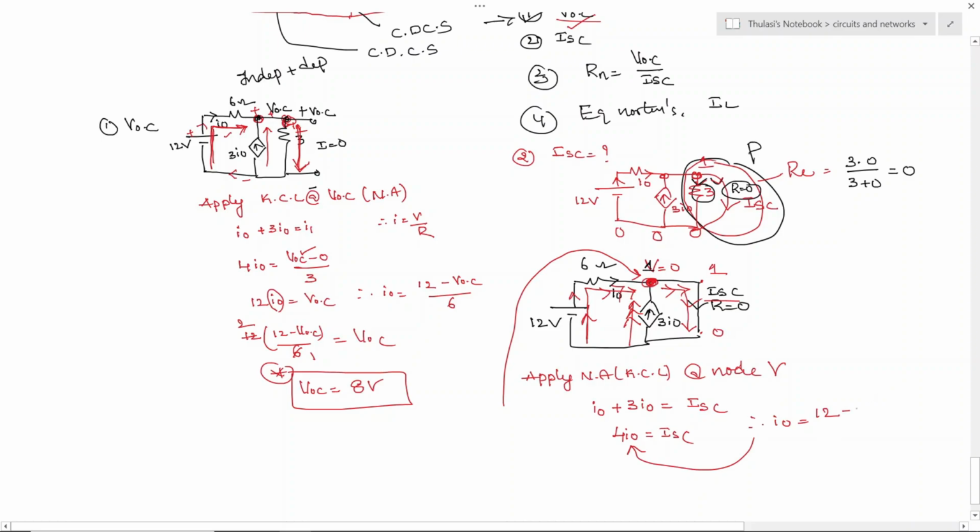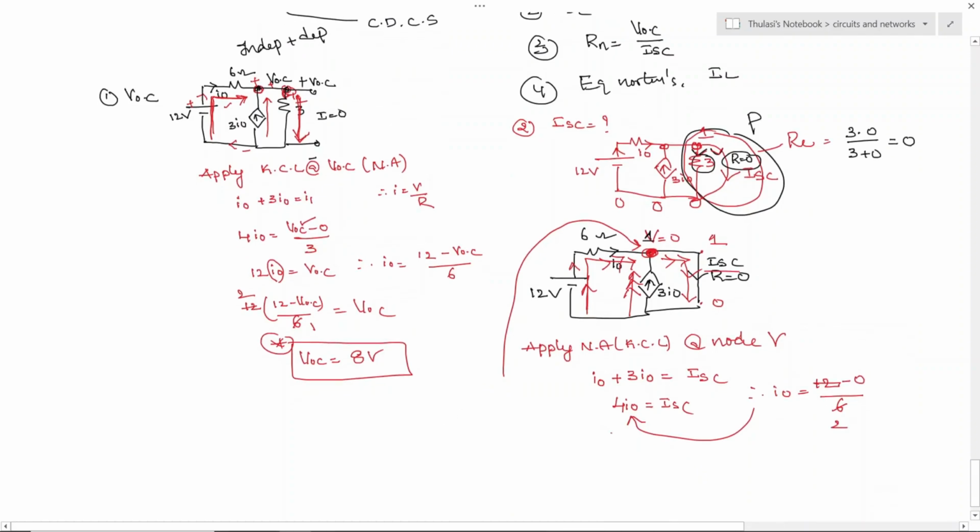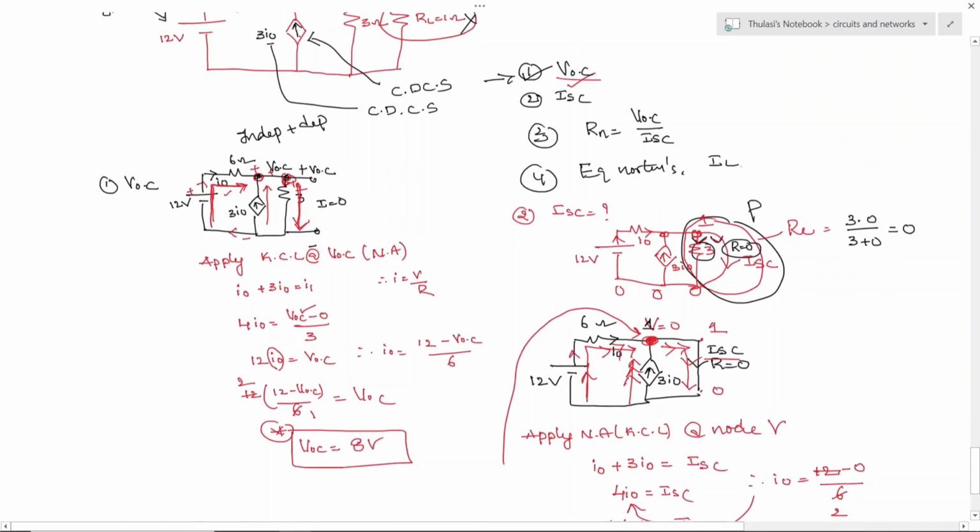12 minus 0 divided by R. What is the R value? 6. 6 ones are 6, 6 twos are 12, so I naught is equal to 2. So this is nothing but 4 into 2 is equal to the ISC value. So therefore ISC is equal to how much? 8 amperes. So successfully we have found the second step.